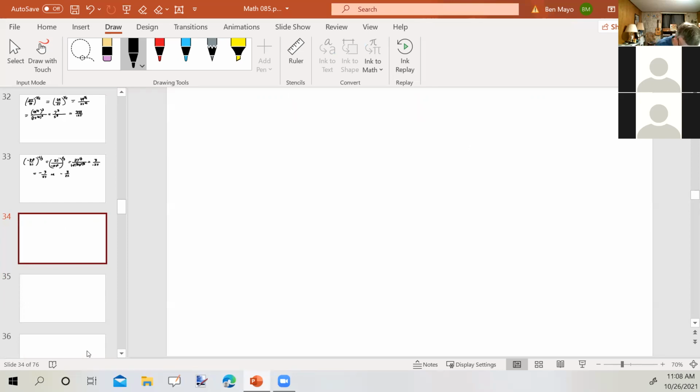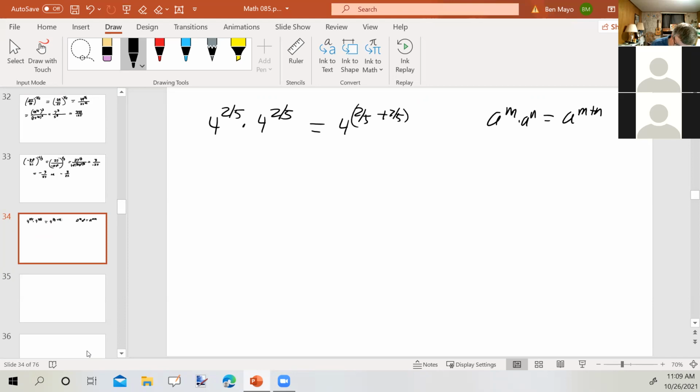We've got the following: 4 to the 2/5 power times 4 to the 2/5 power. Recall, multiplying powers with the same base, you add the exponents. So this is 4 to the 2/5 plus 2/5, which would be 4 to the 4/5 power. Okay.